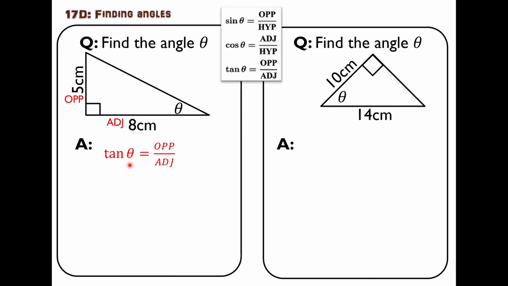We can't replace theta with an angle because we don't know what the angle is yet. That's our unknown. But I can replace opposite with 5. And adjacent, ADJ, adjacent is 8. So therefore, tan of the angle is 5 over 8.